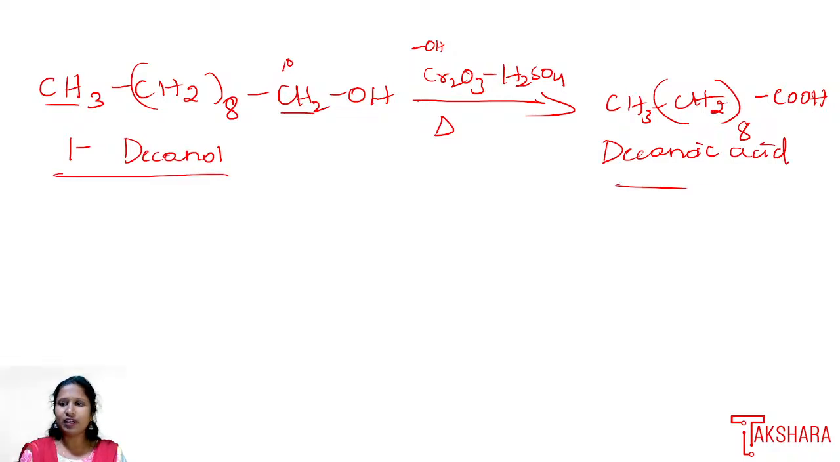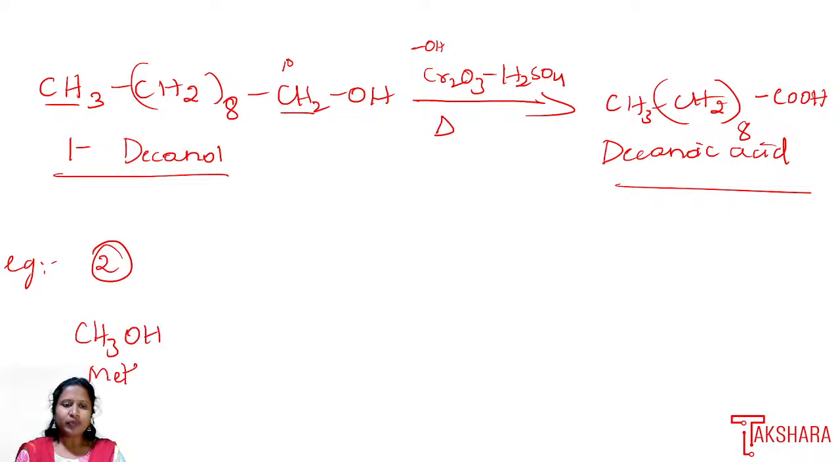The conversion of decanol into decanoic acid is taking place in the presence of Cr2O3 and H2SO4 with some amount of heat. So this is the preparation of decanoic acid. And one more example we'll consider, example number 2. The reactant molecule is methanol.